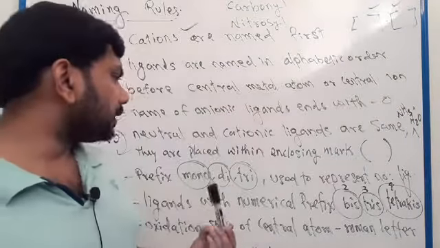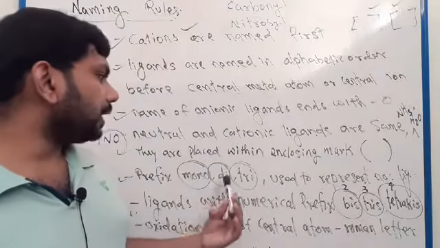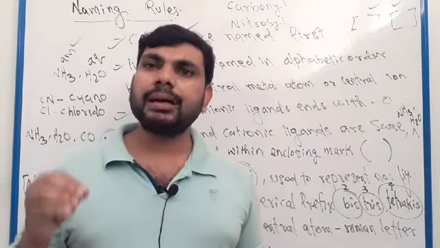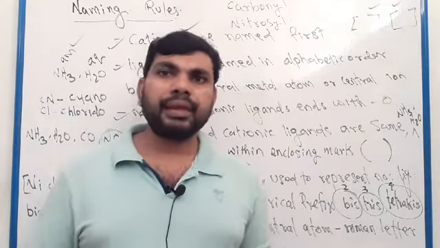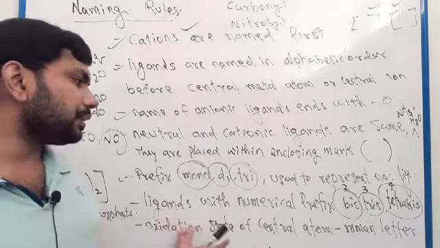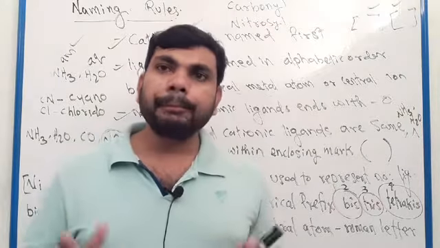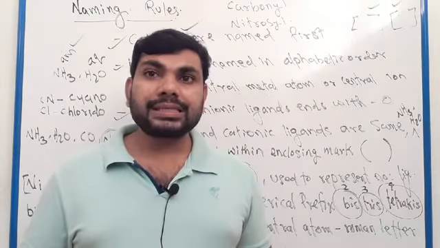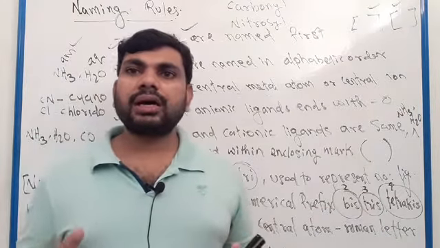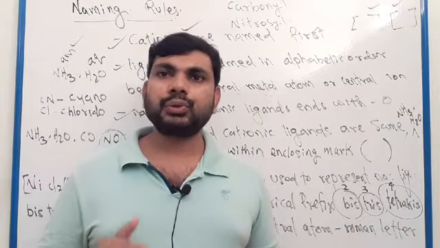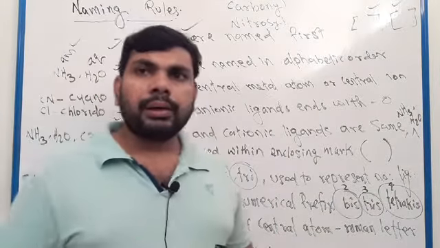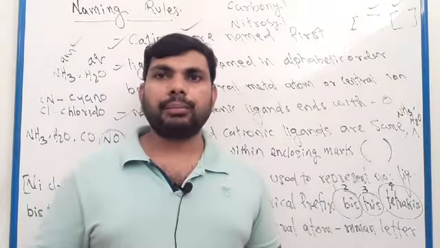After that we discussed mono, di, tri, this type of prefix used to represent the number of ligands. If there are ligands with a numerical prefix, we will use bis, tris, tetrakis, etc. So these are the rules we have to follow to name the coordination compound.